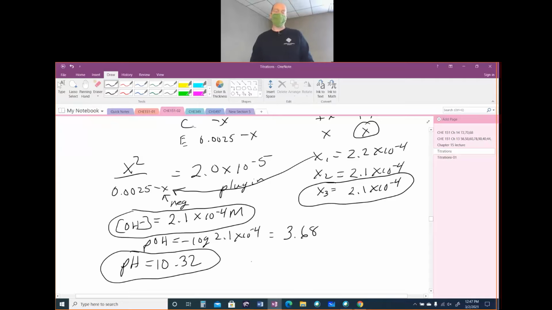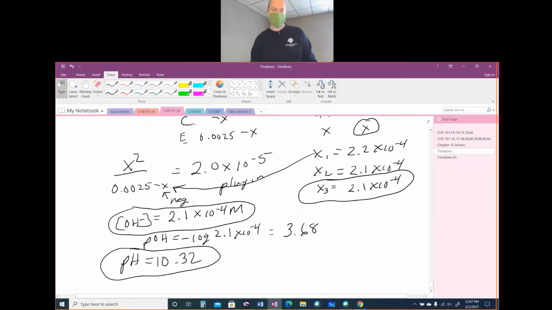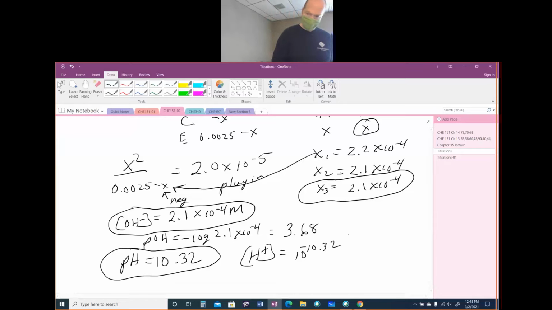All right, so it also asks for all of your concentrations, so not just the OH minus. All right, so we want the H plus. You can do it one of two ways. I can convert my pH to the concentration of H plus. I take the negative of both sides, and then I take my inverse log. Inverse log is your 10 to the x. So I get that by taking 10 to the negative 10.32, which gives 4.8 times 10 to the minus 11.